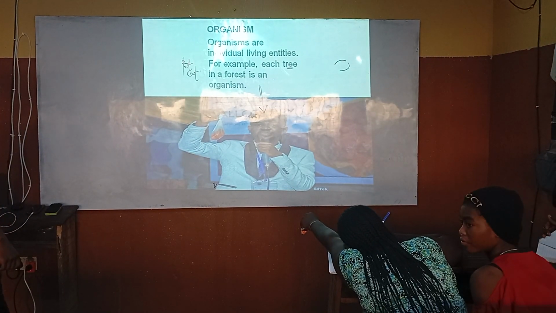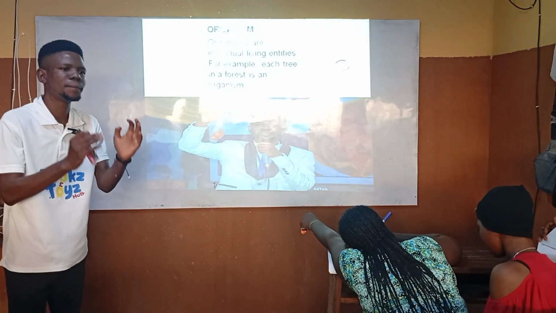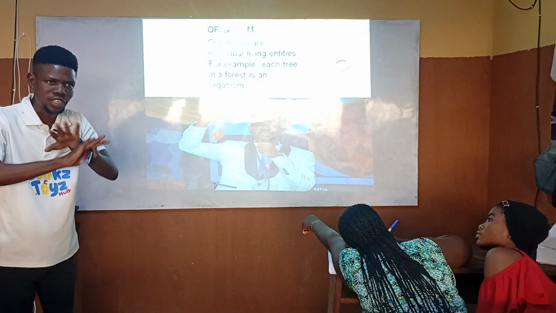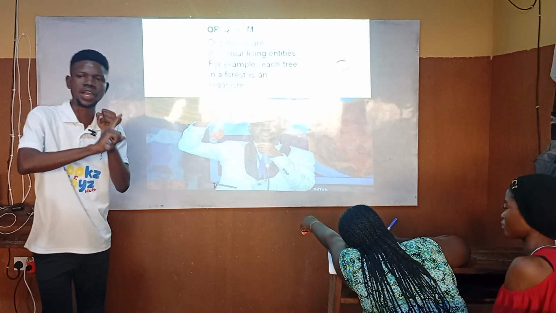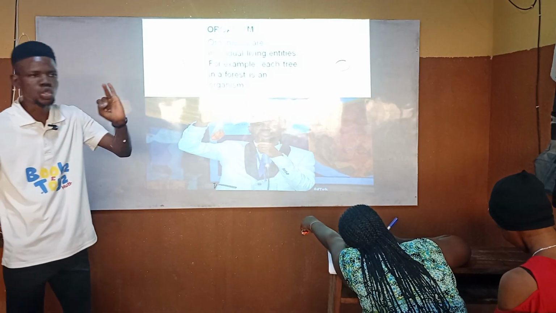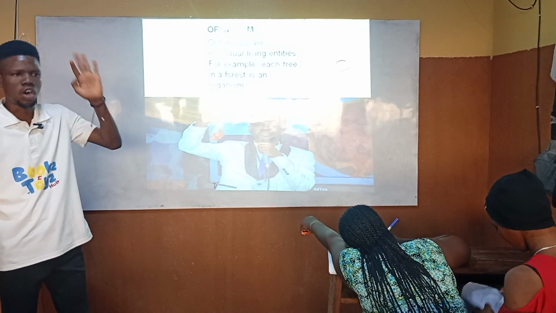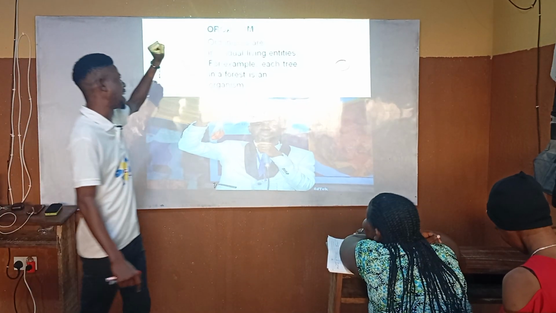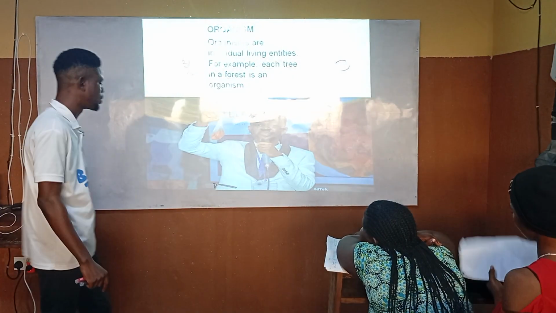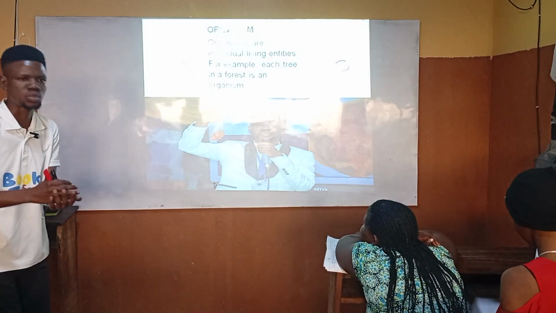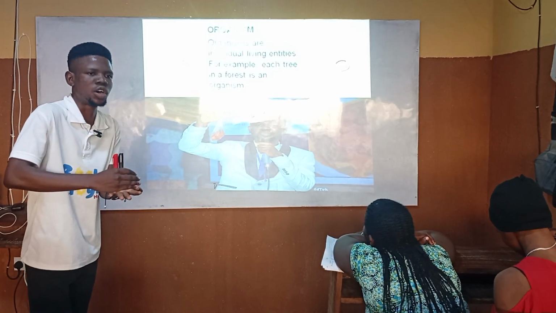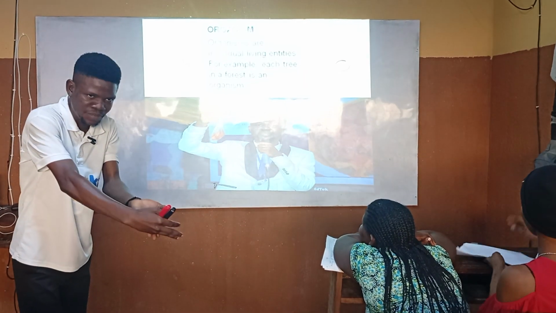We move. So we are done with what? Levels of organization of life. We started from organelles to cell, to tissue, to organ, to system, and rounded off with organism. So after that, now we want to look at the kingdoms of living organisms.